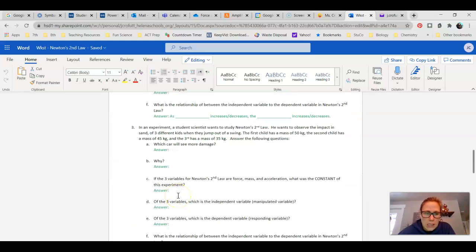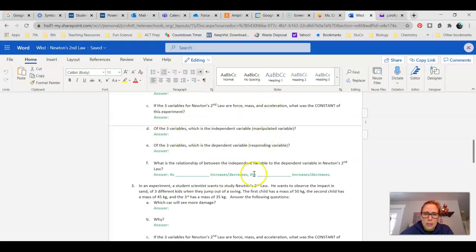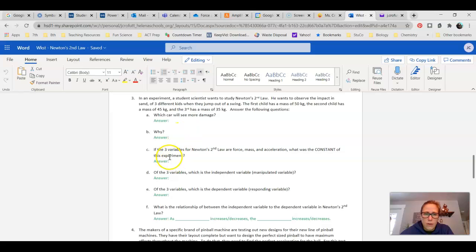Okay, question three. In an experiment, a student scientist wants to study Newton's second law. He wants to observe the impact in sand of three different kids when they jump out of a swing. The first child has a mass of 50 kilograms. The second has a mass of 45 kilograms, and the third has a mass of 35 kilograms. So this one will be different than this question.